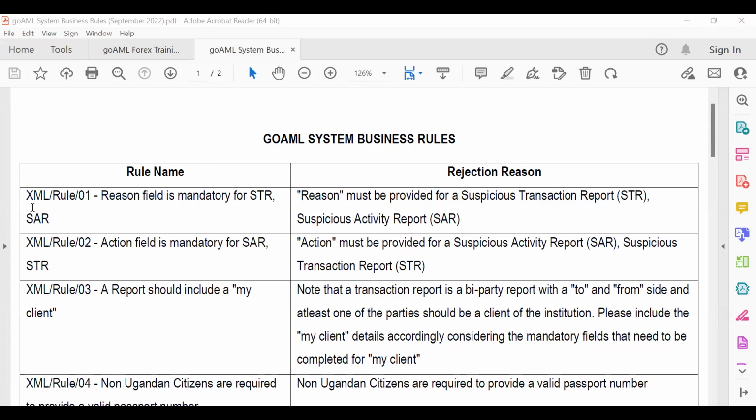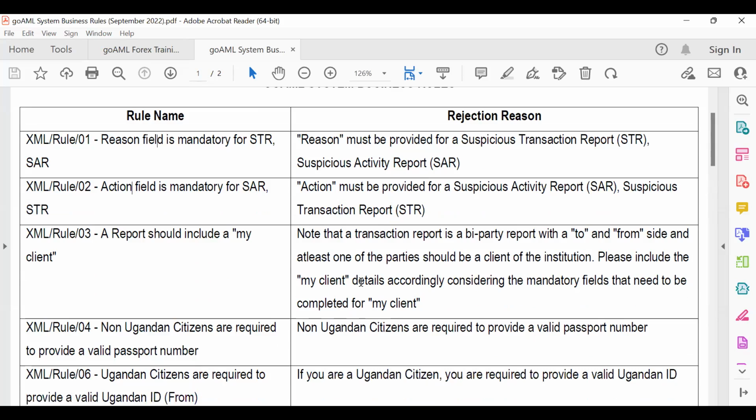Number one, you can't send an STR or a suspicious activity report without indicating the reason for suspicion. So that's very important. If you're sending a suspicious transaction report or suspicious activity report, make sure you capture the reason for suspicion. Action also has to be provided for a suspicious activity report and suspicious transaction report. Action is what did you take?